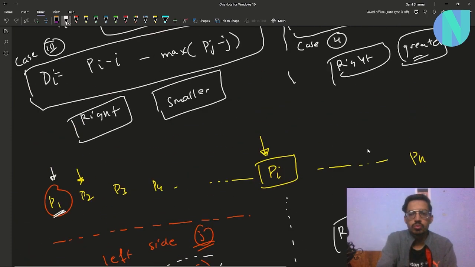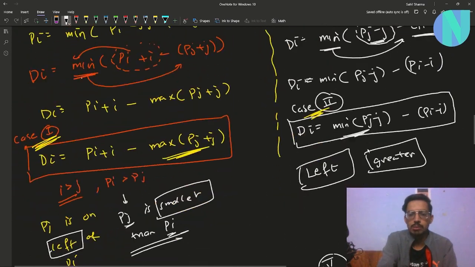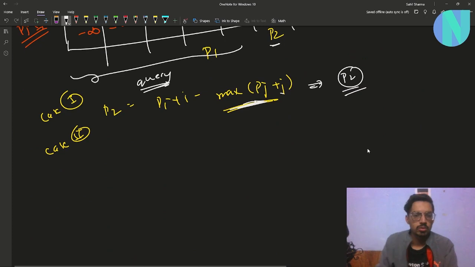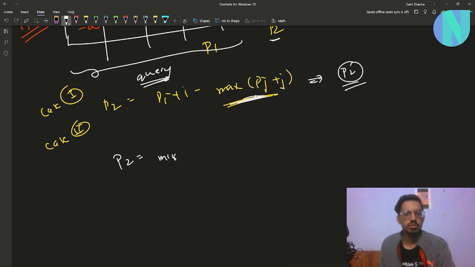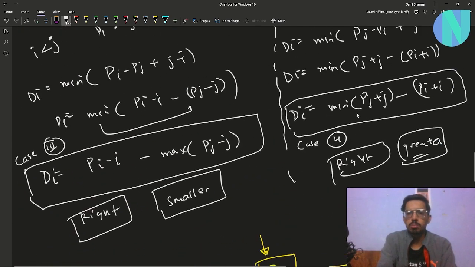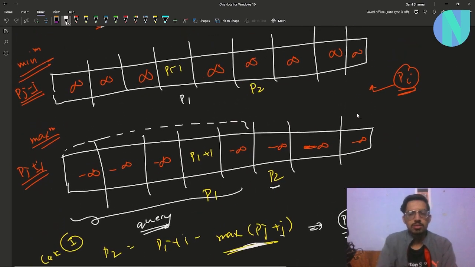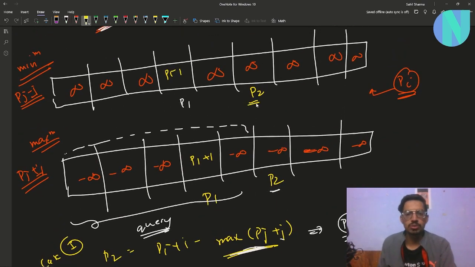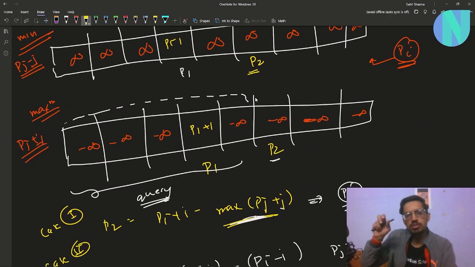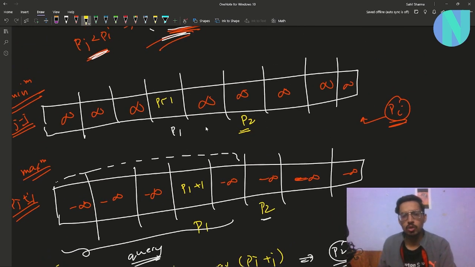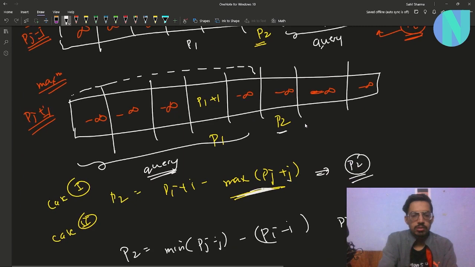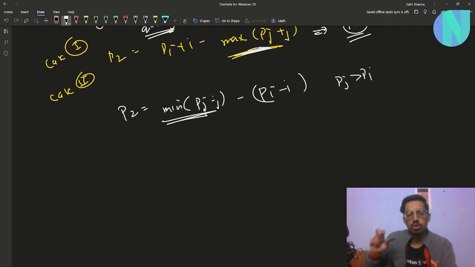In case 2, here is case 2. So that is minimum of Pj minus j. For case 2, it's P2 is equal to minimum of Pj minus j minus Pi minus i, right? And in this case, your Pj was greater than Pi, right? Your Pj was more than Pi. So in this case, now we know my P2 is here. So I have to look for the Pj values that are greater than this, right? So in this case, we will query on the right side. And this will give me the value of minimum of Pj minus j for values that are greater than Pi.